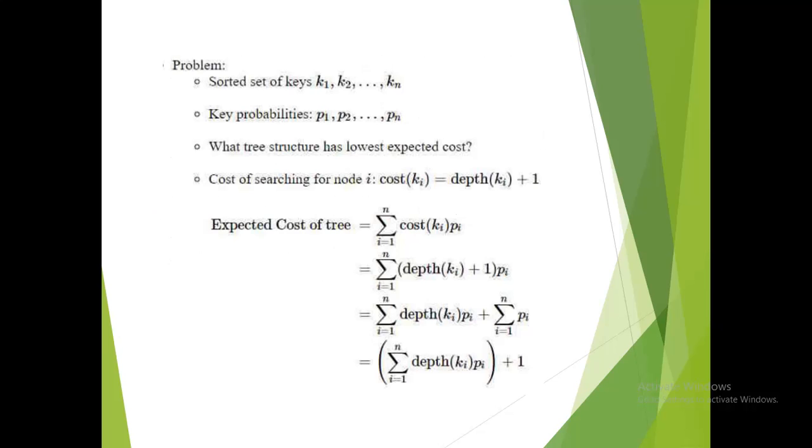Problem: a sorted set of keys K1, K2, ..., Kn, with key probabilities P1, P2, ..., Pn. What tree structure has the lowest expected cost? The cost of searching a node, cost of Ki, equals depth of Ki plus 1. Expected cost of the tree is the summation over i equal to 1 to n of cost of Ki times Pi, which is the summation over i equal to 1 to n of (depth of Ki plus 1) times Pi, which equals the summation of depth of Ki times Pi plus the summation of Pi.